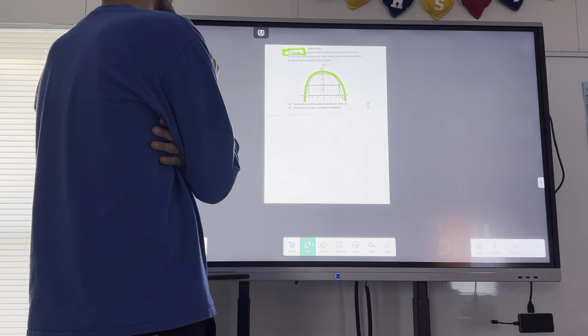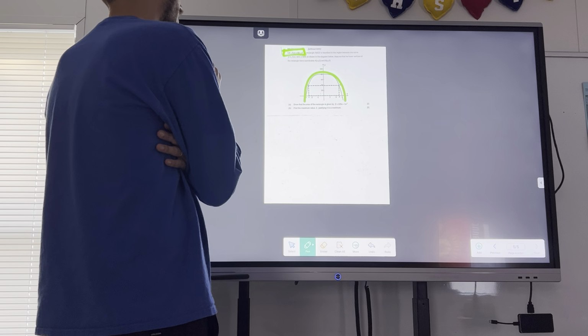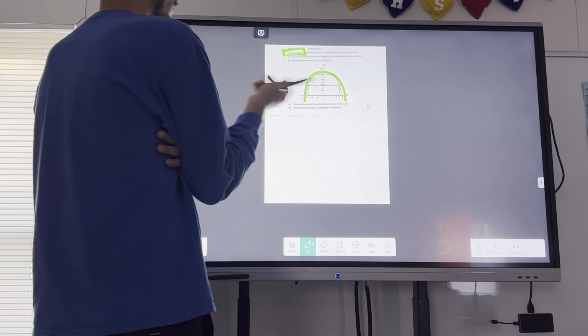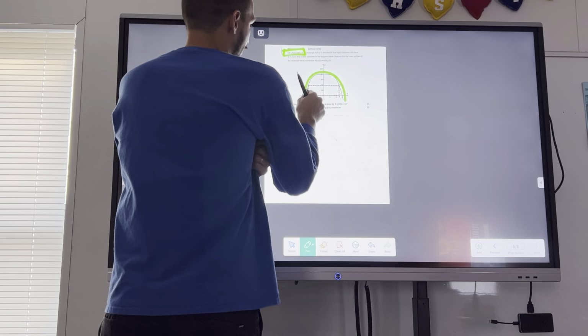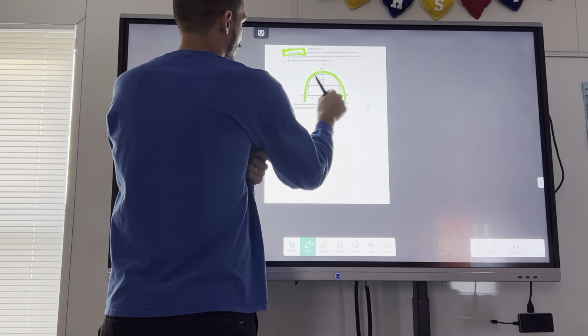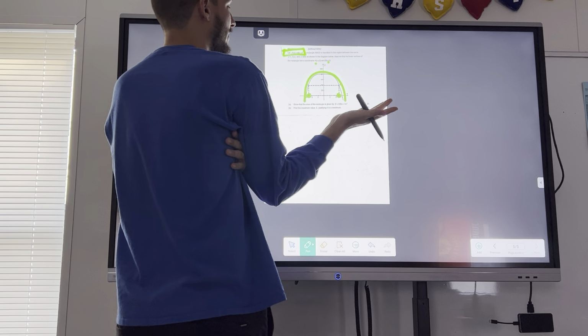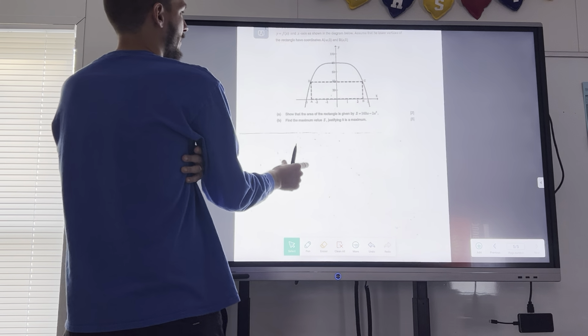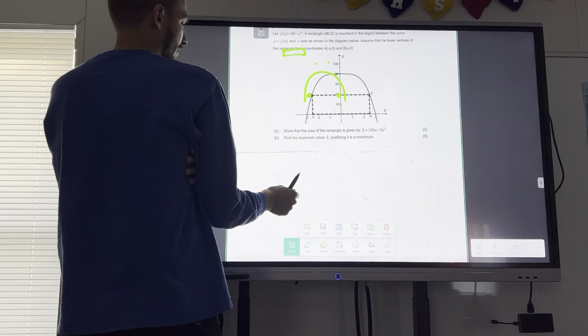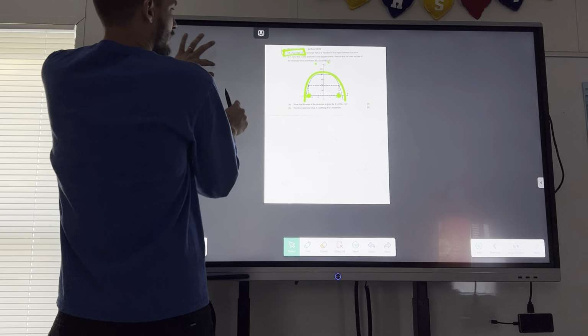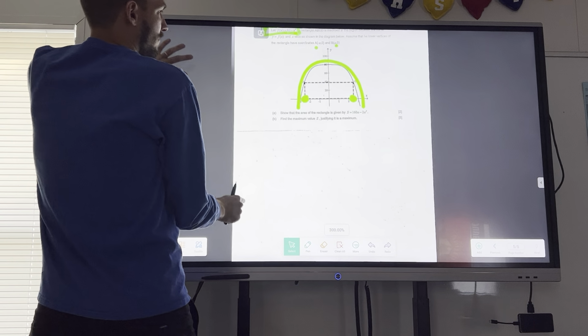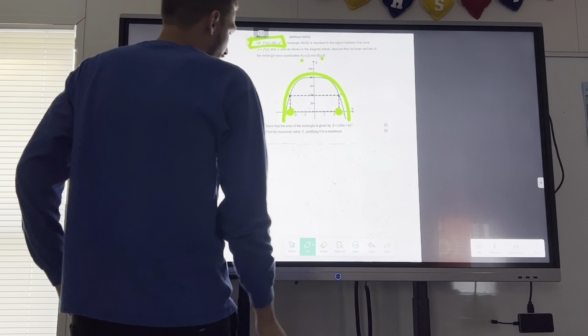Okay, assume the lower vertices. Okay. Negative a, positive a. So what this is telling us is that, of course, if we go right and left, it's going to be the same amount because it says negative a, positive a. Let me zoom in a little bit.